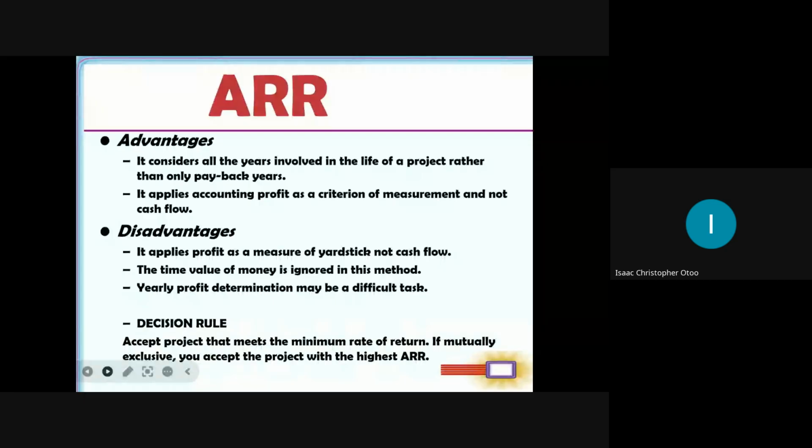Let's see the decision rule when you are using accounting rate of return. Here, as I said, the project will be accepted when the target given to you is met. So if the project is independent, does it meet the minimum rate of return? If mutually exclusive, you accept the project with the highest ARR.